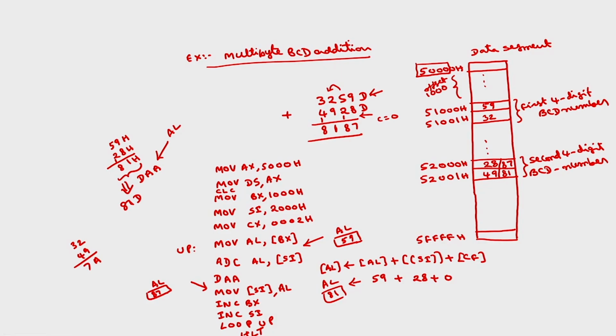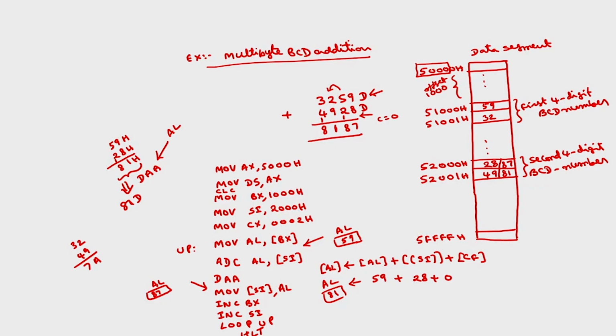So, this is about the multi-byte BCD addition. This program can be extended to any number of bytes. If you have 5 bytes, simply load this with 5. If you have 10 bytes, simply load with A. Like that you can extend to any number of bytes. This is about the third program, which is multi-byte BCD addition.